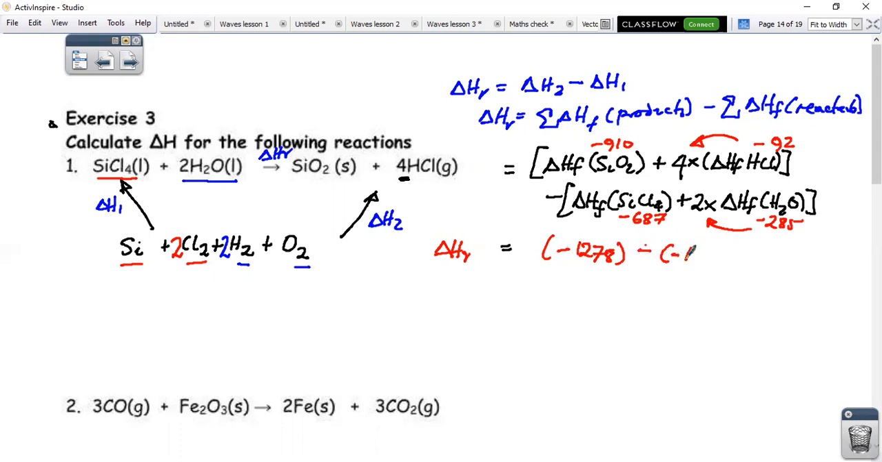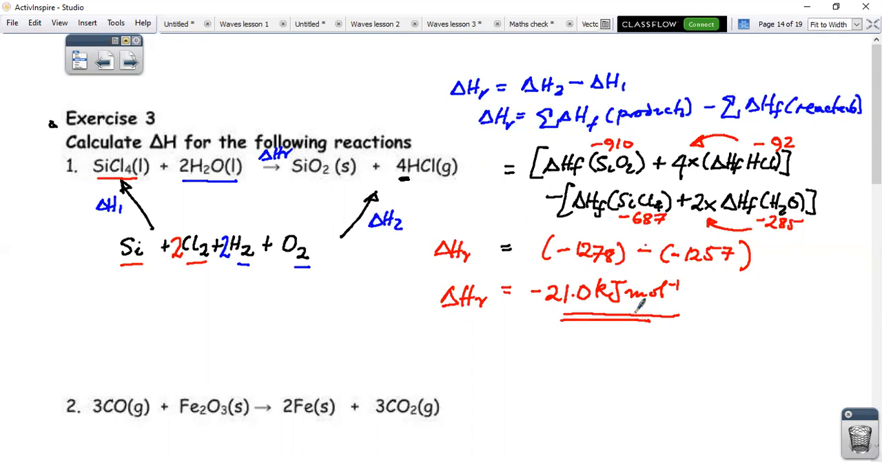minus 1257. Okay, the minus and the minus are going to make a plus, but this is still bigger than that side. So overall, it's an exothermic reaction. So I get delta HR as minus 21.0 kilojoules per mole. Did you follow that?